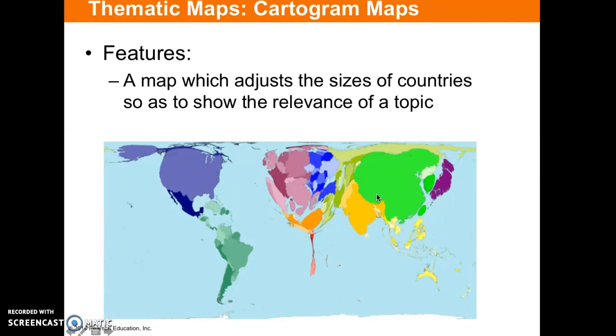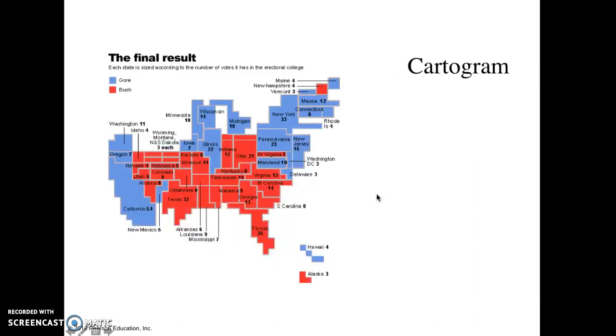We also have cartogram maps. And a cartogram map, the map is going to adjust the size of a country or the state or the county to show the relevance of a topic. So this is one that is adjusted to show the population size. I have one like this that's on a grid, so you can kind of see the pattern easier, hanging up on the wall in the classroom. So a cartogram means that if you have more of something, it's going to be bigger on a map. And again, this is based on population size.